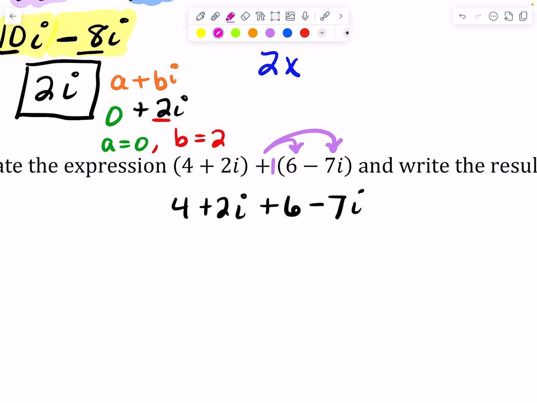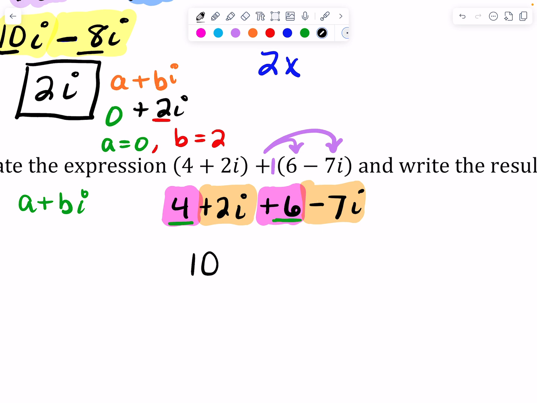So now we're going to look for like terms. We have 4 and 6 which match. And we have 2i and negative 7i that match. So we want to write this in the form of a plus bi. So we're going to put the numbers first. So we've got 4 plus 6, which gives us 10. And then we have 2i minus 7i, which gives us negative 5i.